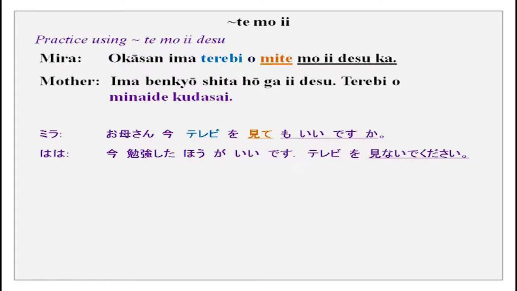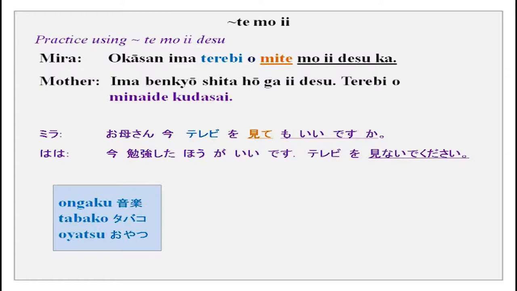Ima benkyo shita hou ga ii desu. Terebi o minai de. Now, kudasai is not going to be used over here naturally because it's mother, someone older, it's not a request. She will say terebi o minai hou ga ii, as is given over here. Ima benkyo shita hou ga ii. So, let us see what happens now.